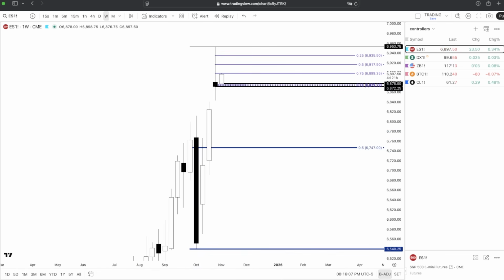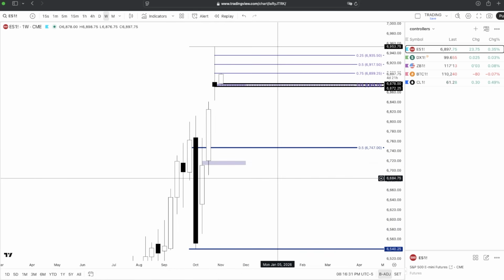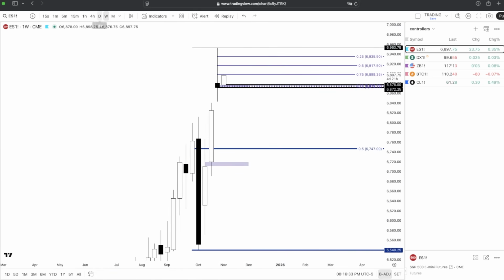Now, one more thing that we have on the weekly chart here is this weekly volume imbalance right here, which we can use. Why can we use this weekly volume imbalance? Because again, no higher time frame level overlaps it. If the monthly was right here, then we couldn't use this weekly volume imbalance because the monthly level would be overlapping it. So at this point, let's go ahead and drop down to the daily chart here.